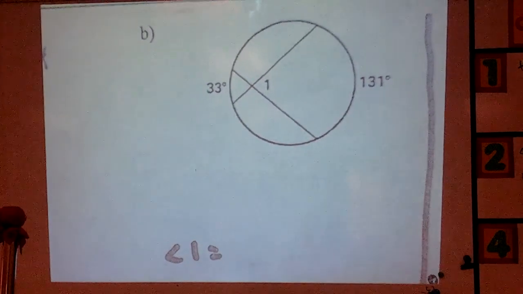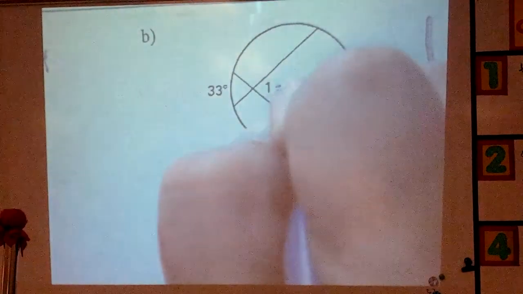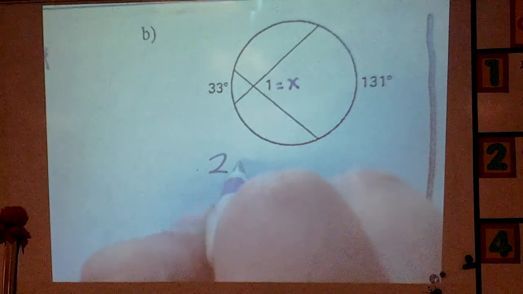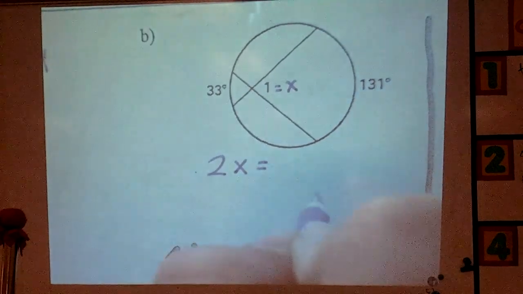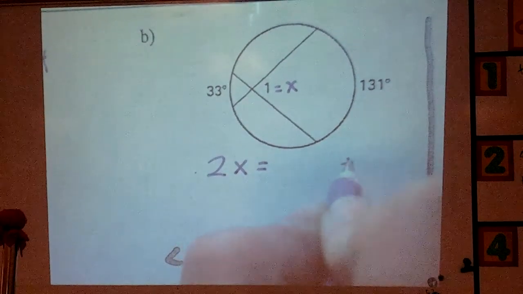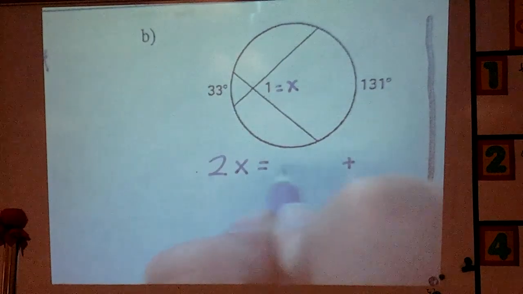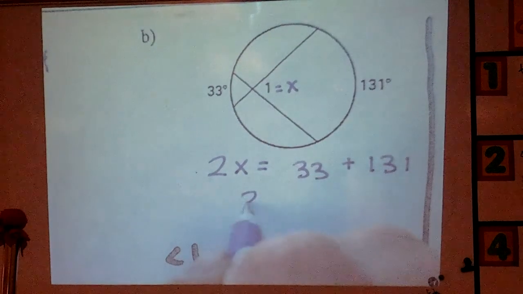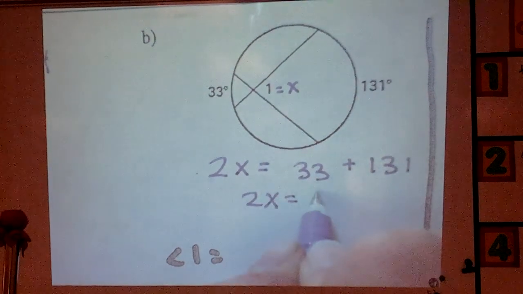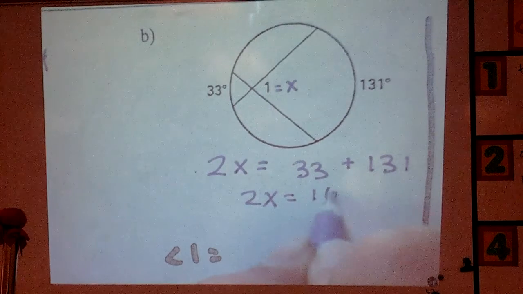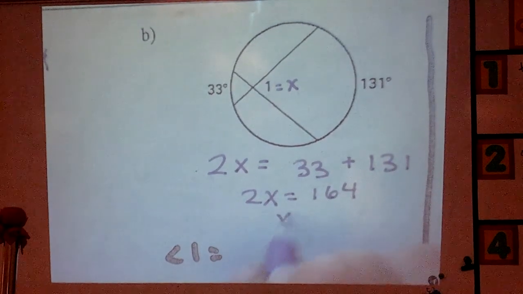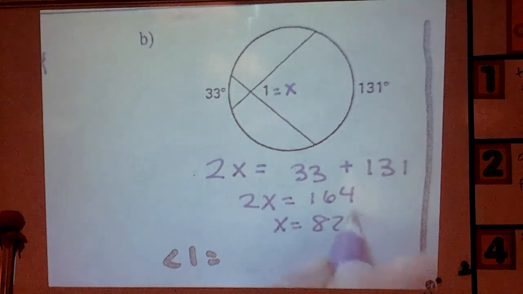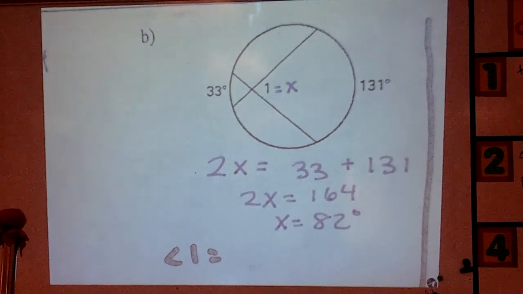Exactly the same idea for the next problem. Once again, I'm just going to call this x. So twice my angle x equals the sum, so I'm going to add my intercepted arcs, 33 and 131. So that gives me 2x equals 164. So x, or angle 1, whatever you want to call it, is equal to 82 degrees.